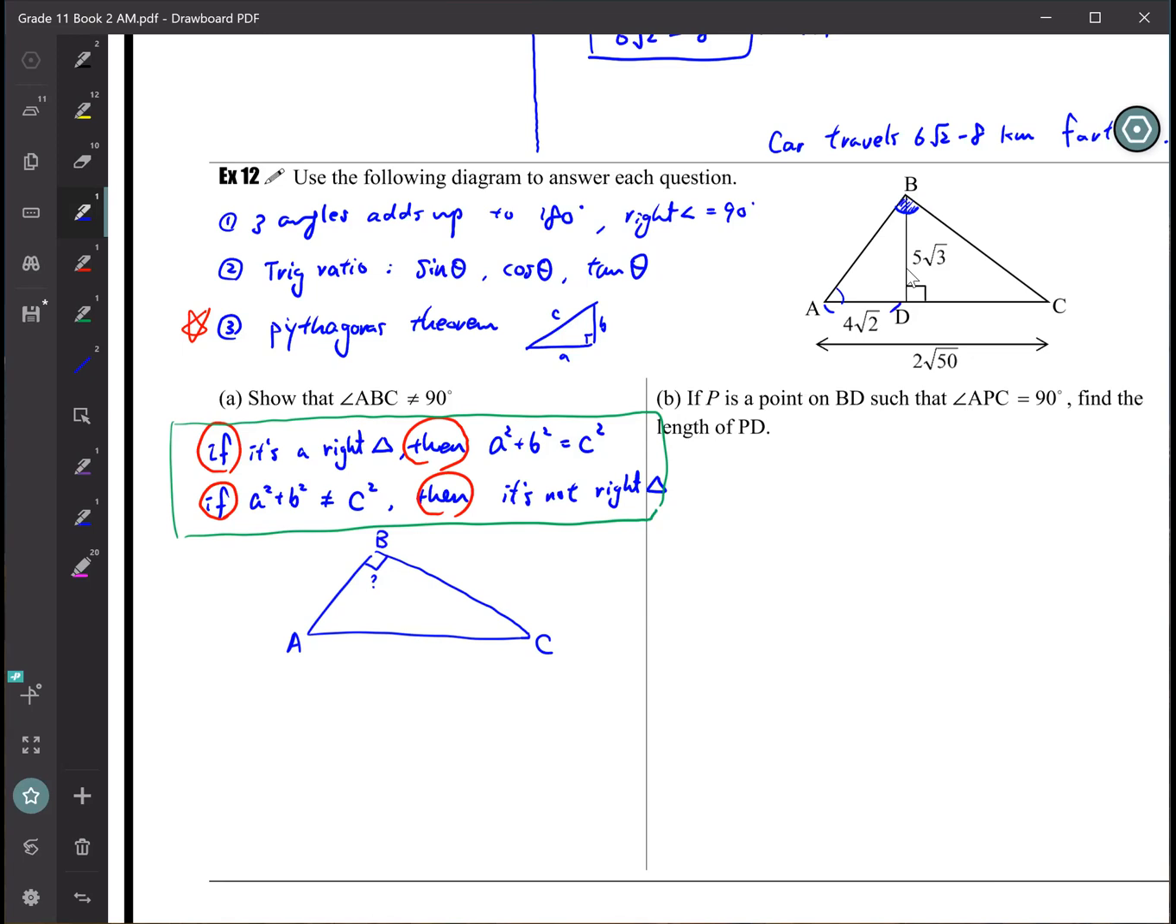So we need to check if AB squared plus BC squared equals AC squared. But it tells us to show it's not, right? So we need to show that they don't equal.